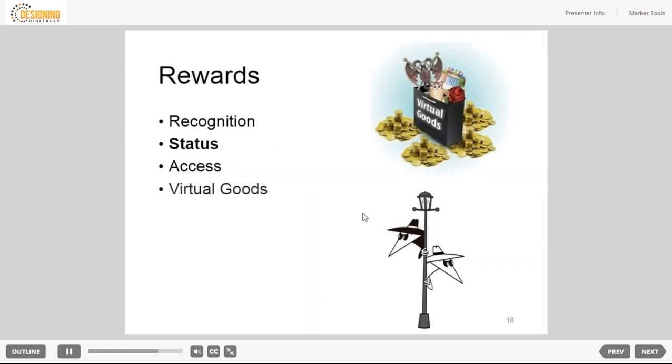And again, that recognition and status. People love to symbolize status. For all of us in society, we symbolize status by the clothes that we wear, the cars that we drive, the houses that we own. We symbolize status. We show success through those items.